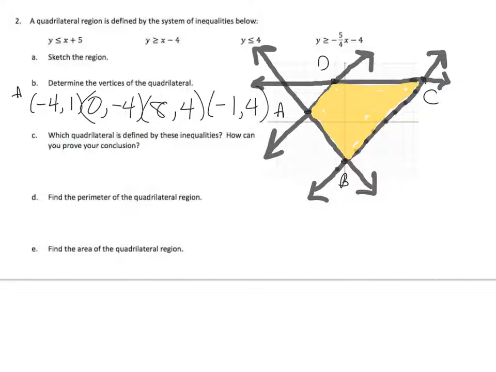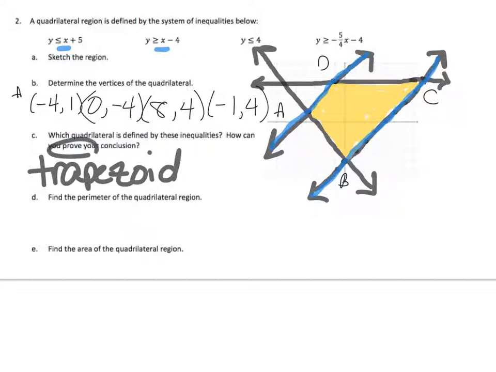Awesome. Which quadrilateral is defined by these inequalities? It's really cool. I'll do it in blue. Let's see. I have a slope of 1 and a slope of 1. So these two lines here are parallel. Right? That gives me a trapezoid. And to prove that conclusion, my slopes are equal. My m's are equal. Cool?